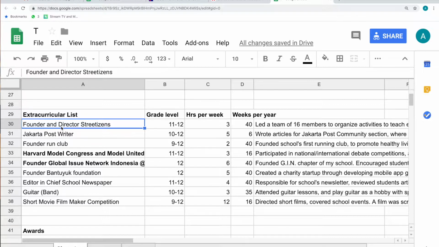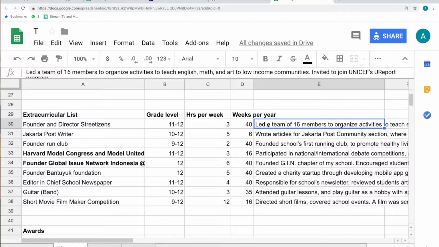So because his major is international relation, the two things that shows up right away is the HMC and MUN, and then the founder of JIN, which is the Global Issue Network. And that really kind of helped him within the passion of his international relation activity. He's also the founder and director of Citizen, where they organize and teach English, math, and art to low-income community. That's within the community service area.